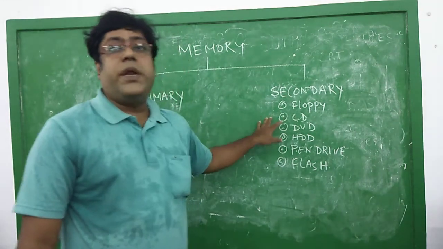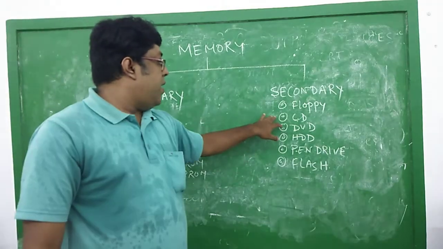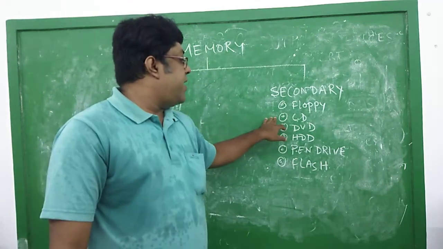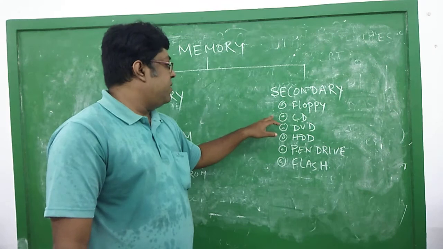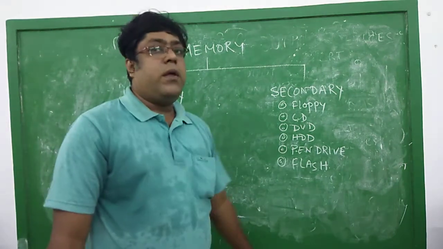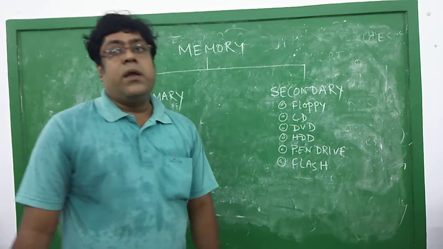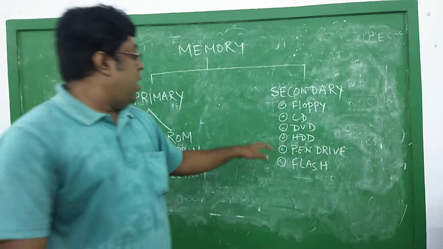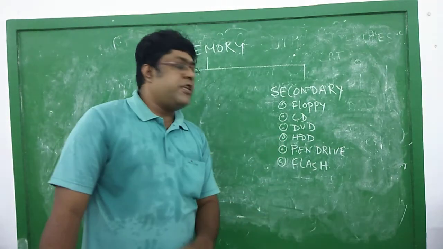Now we're talking about the CD. CD is known as a compact disc. By using an optical sensor, the particular record is stored in a CD, and you can also view the particular CD by using optical devices. Those devices are known as a CD-ROM or CD-ROM player. DVD, digital versatile disc. HDD means hard disk drive, pen drive and flash memory.